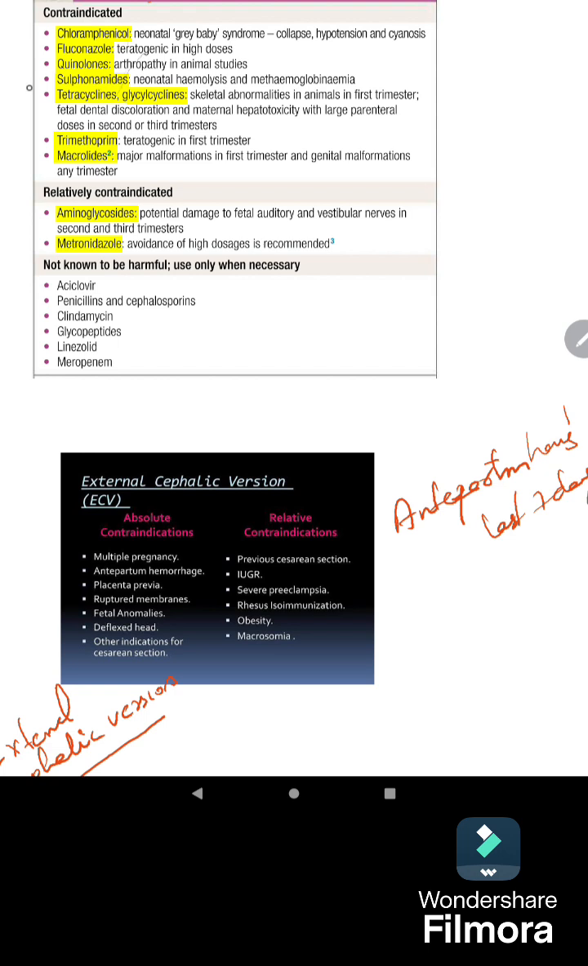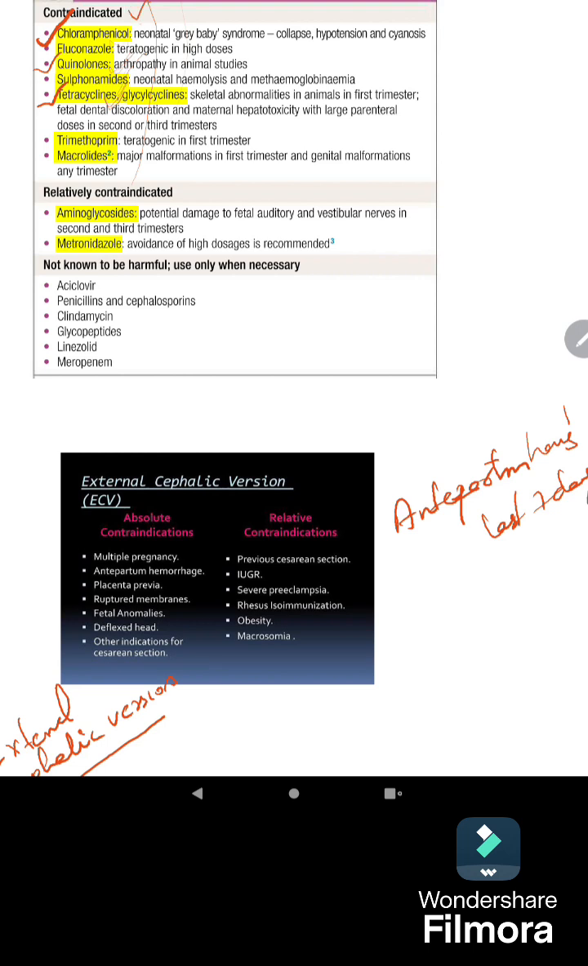So these are the drugs which are absolutely contraindicated in pregnancy. Aminoglycosides and metronidazole are relatively contraindicated in pregnancy. The things that you need to remember are chloramphenicol, quinolones, and tetracyclines, because they are asked the majority of times. So these are the drugs that you should always remember, and they will be there in the options. Most of the time, antibiotics are what is asked when they ask which drug is contraindicated in pregnancy.